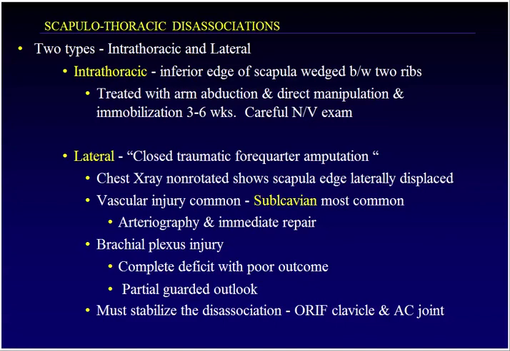Brachial plexus injuries are quite common with these, and the brachial plexus component of these injuries is what's most responsible for the general poor outcome with scapulothoracic dissociation. So if you have a complete deficit in particular, that's a very poor prognostic indicator. You have to stabilize the dissociation to treat the patients, and typically that involves treating the clavicle with plate fixation as well as stabilizing the AC joint.